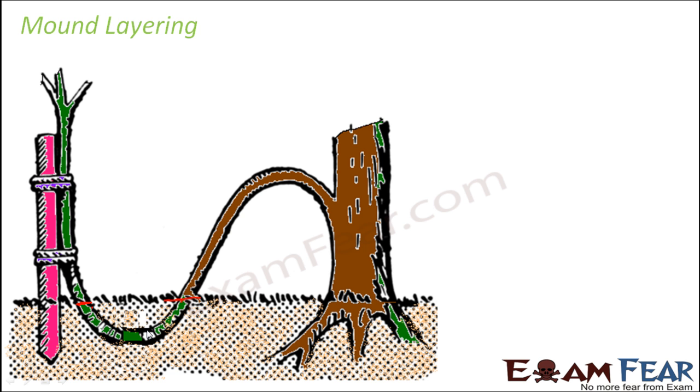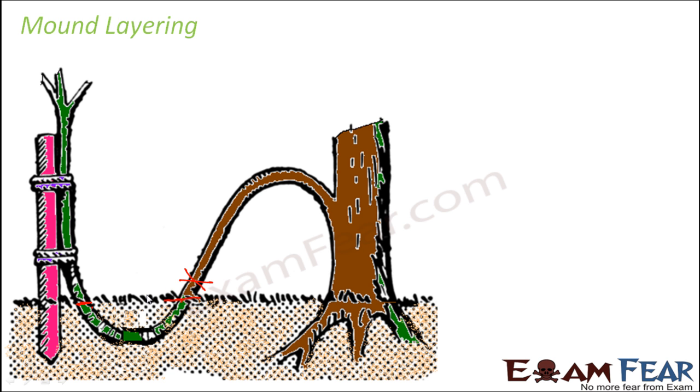Then what happens? After a few days, it is seen that new roots tend to develop from this part, whichever was under the ground. After new roots are developed, this can be detached from the main plant. You can cut it from here, detach it from the main plant, and then this can give rise to a new plant altogether.